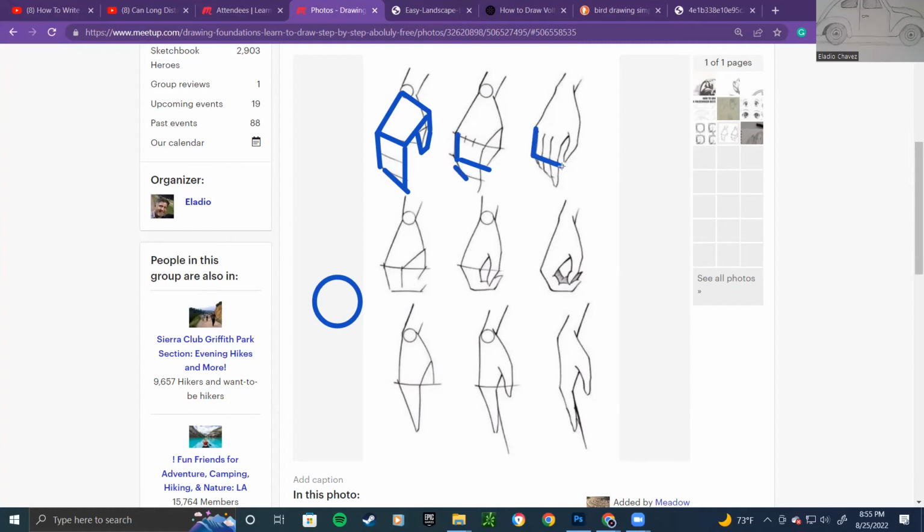Now, another thing with these fingers is it goes down. This is the biggest part right here, and then it gets smaller, and then it gets smaller by thirds.